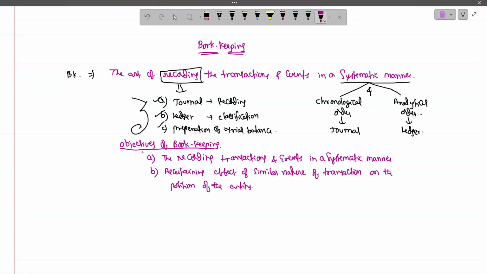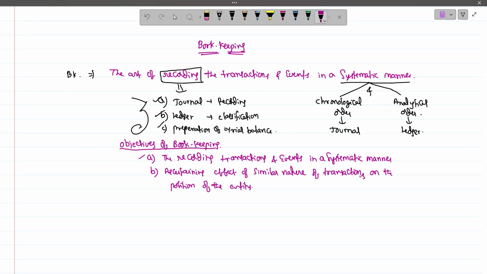As we discussed, first we have to identify the transactions and events, and then we record those transactions and events in the journal, and later we transfer them from the journal to the ledger. So the main objective covers the process of recording the transactions and events in a systematic manner and ascertaining the impact of similar nature of transactions on the position of the entity.